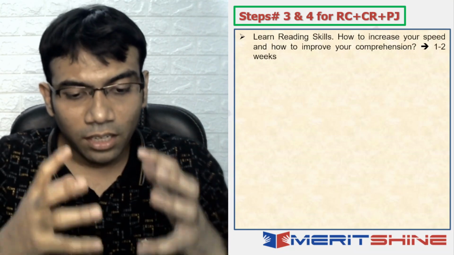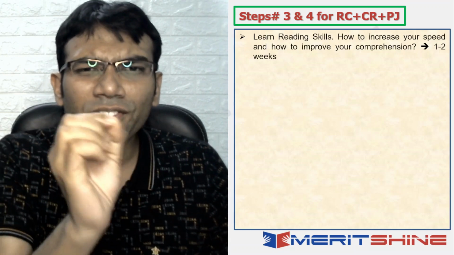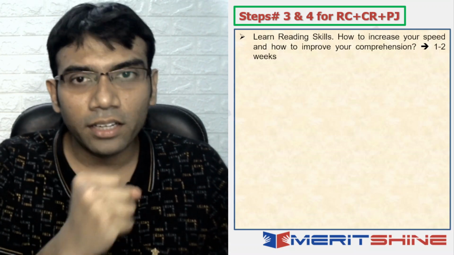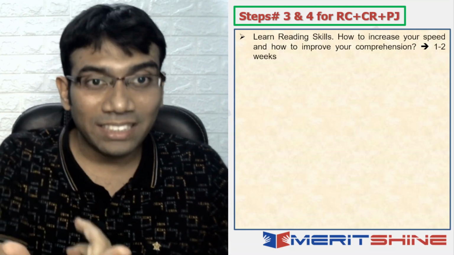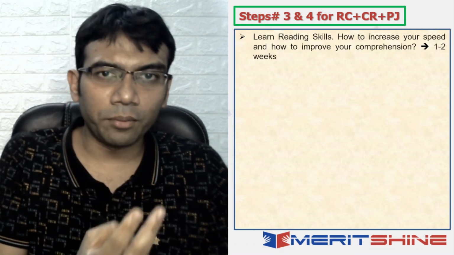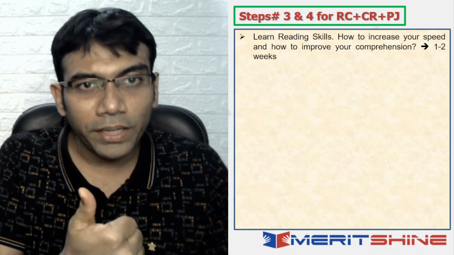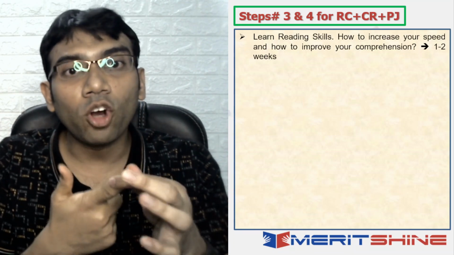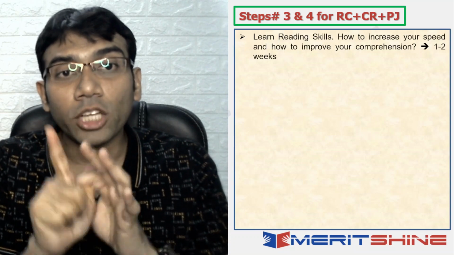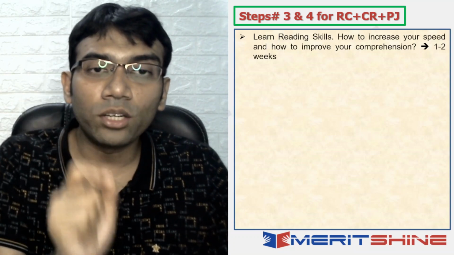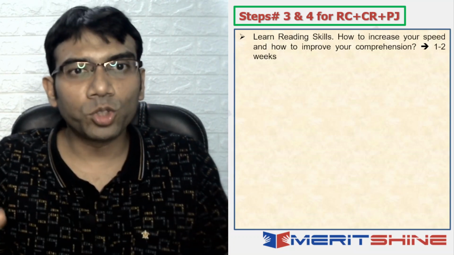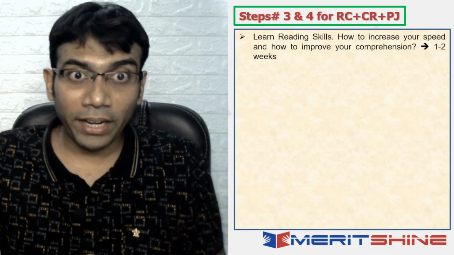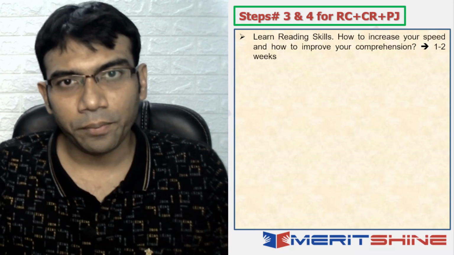Next, the first one, RCRPG. First, learn reading skills. What is the first task that you should do is learn reading skills. Now, in the reading skills, what are the things that are important? Increasing your reading speed and making yourself a good reader by improving your comprehension. These are the two most important things that you need to learn when it comes to reading. Not reading comprehension, but in general reading.